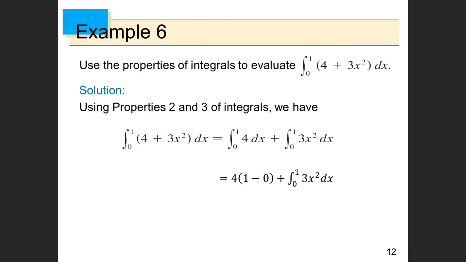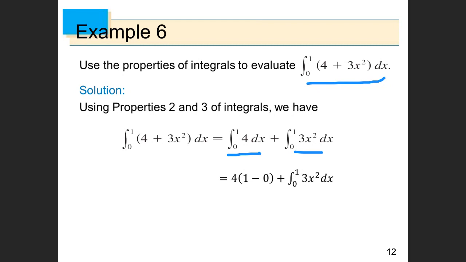Let's look at example 6. Use the properties of integrals to evaluate the integral from 0 to 1 of 4 plus 3x squared. Let's do it step by step. The first thing you can see is the sum of two functions, so I can split the integral into two. I have the integral from 0 to 1 of 4, plus the integral from 0 to 1 of 3x squared.